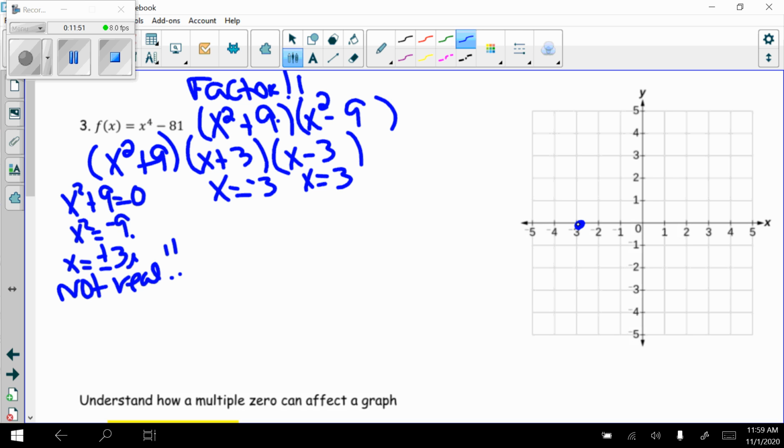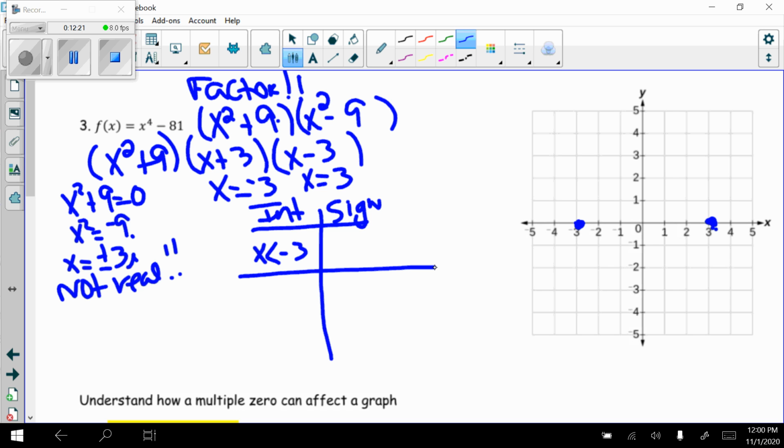So negative 3 and positive 3 is the only thing that I'm plotting, because the other zeros of this function are not real numbers. So again, I'm going to make my little chart, my interval, and my sign. So I start furthest to the left, negative 3. I need to know what the graph is doing to the left of negative 3. So that's when x is less than negative 3. I need to know what's happening between my two x-intercepts. So when x is between negative 3 and 3, and then when x is greater than 3.